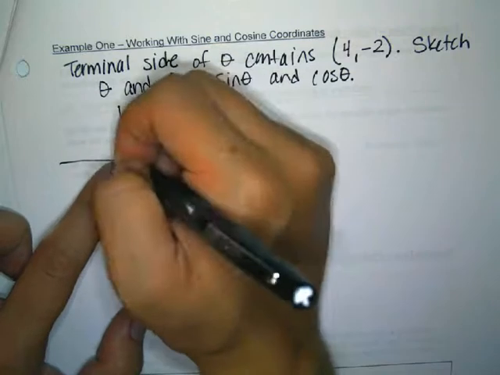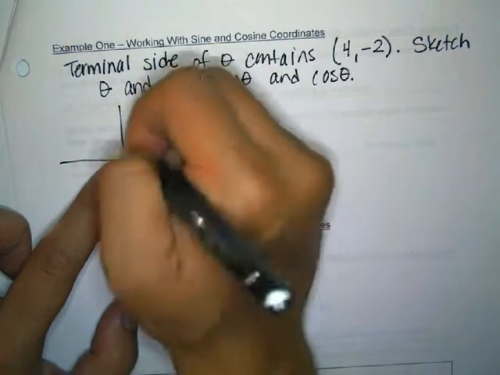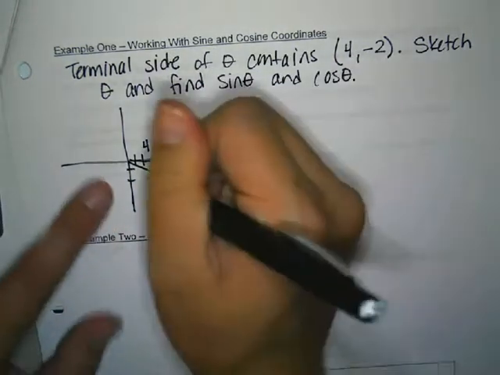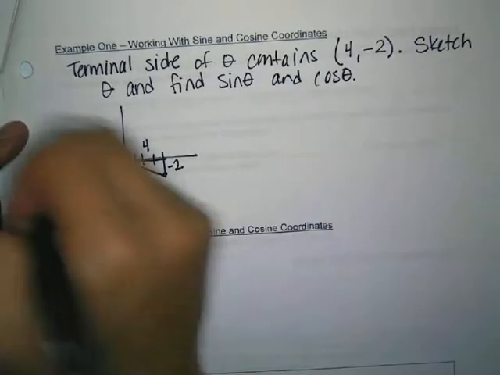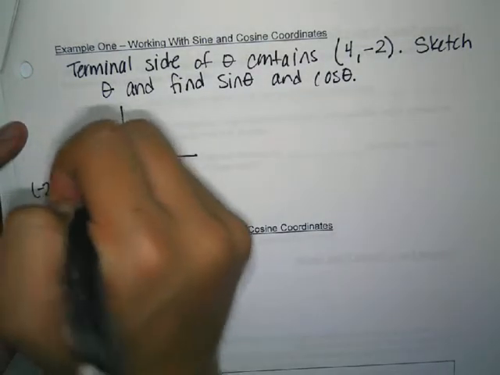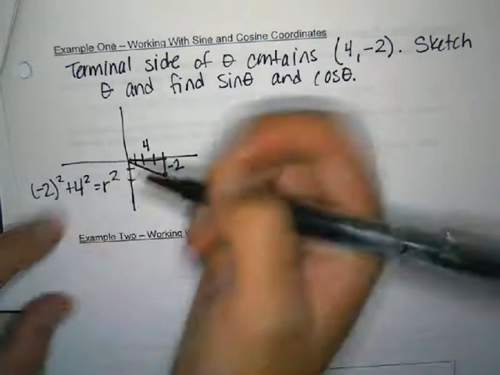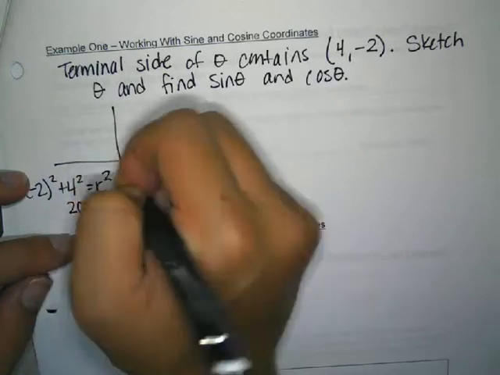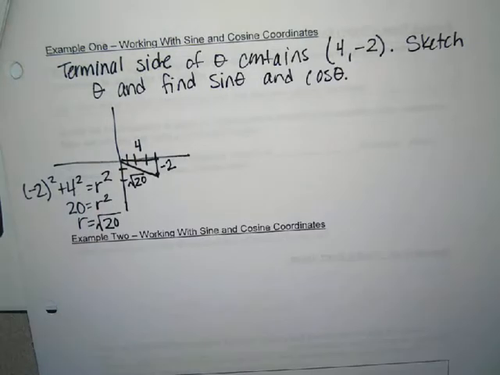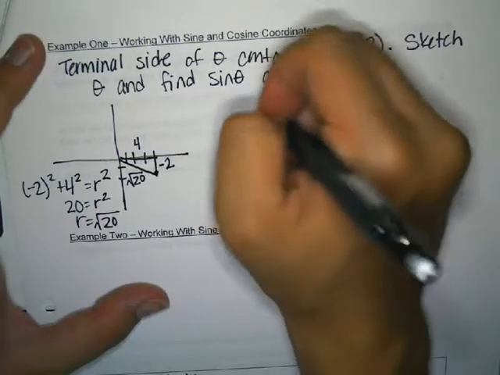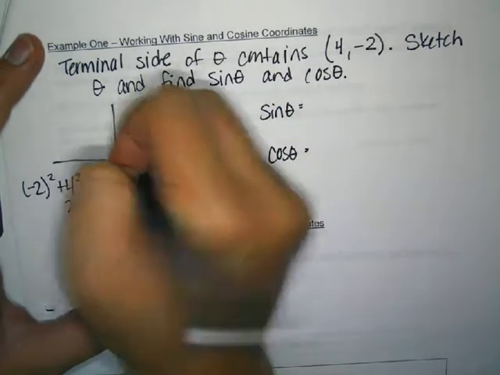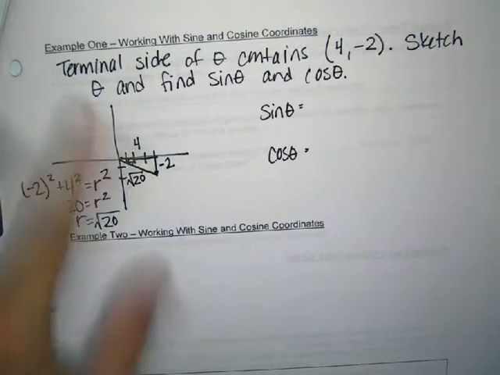So I know that this length here is my x, that's 4. This side here is my y, which was -2. Then to find my r, I'm going to use the Pythagorean theorem. So -2 squared plus 4 squared equals r squared. So this is 4 plus 16, so 20 equals r squared, or r equals the square root of 20. And then to find the values for sine of theta and cosine of theta, now that we have, there's my theta. Now that we have the triangle, I have all the values I need to find sine and cosine.